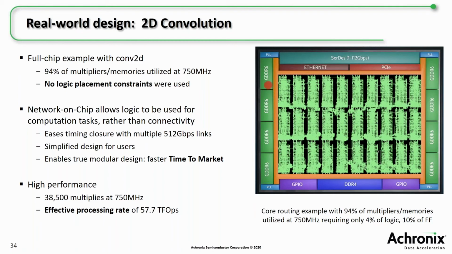The 512 gigabit per second links going through the network have taken care of the heavy duty traffic. And it was a simple design for users to take care of because they were able to do the block once and just stamp it down. The resulting design is very high performance. We have 38,500 multiplies in every clock cycle, operating at 750 megahertz, giving an effective processing rate of more than 57.5 tera floating point operations per second.